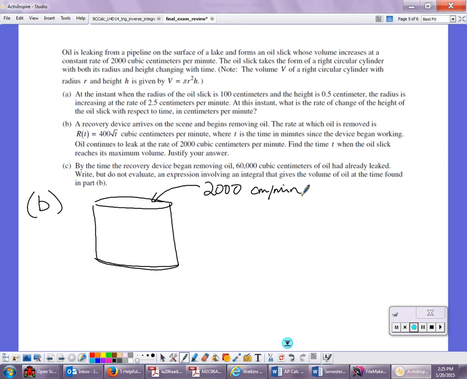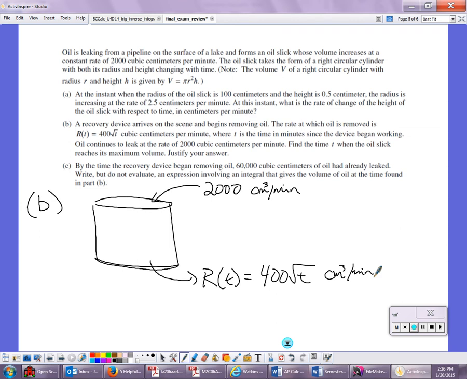And then this device comes along, starts sucking up the oil, at a rate R of T, and that's 400 times the square root of T. So that does vary with time. It increases as time increases. The amount of oil it's removing per minute increases. Sorry, this is all cubic centimeters. Okay, so when is it going to maximize? What we're looking for is when the oil slick reaches its maximum.